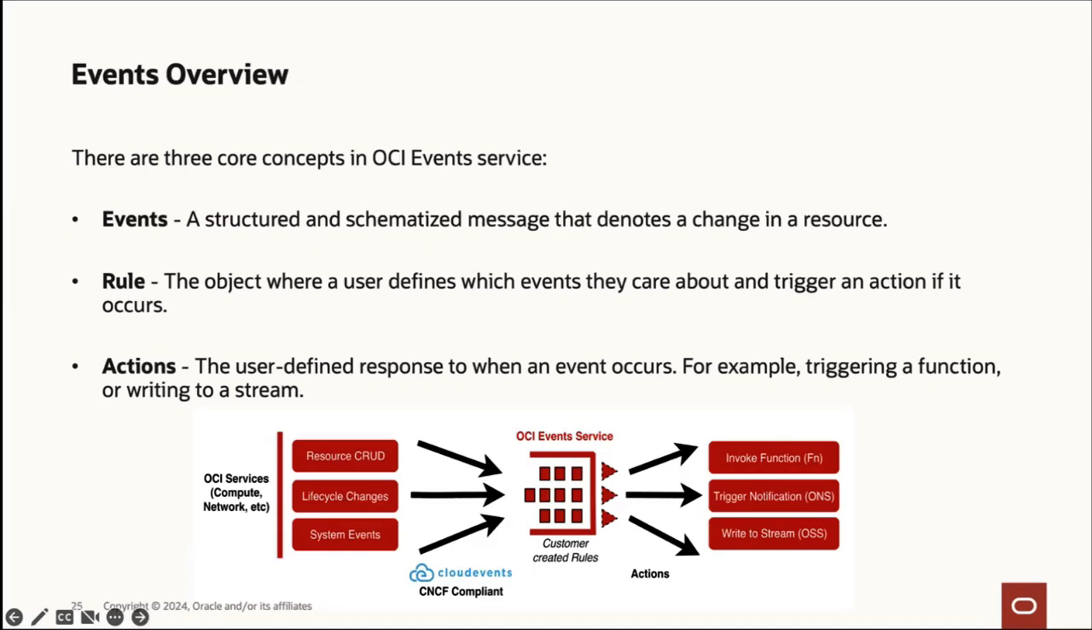And lastly, we have event actions. An event action is triggered by an event rule match. There is a defined set of actions that you as the customer can choose from to execute. The content of the event that matches a rule is then passed to the action. On this slide, we have examples of what those actions could look like. One could be to invoke a function, you could trigger a notification, or you could write to a stream.